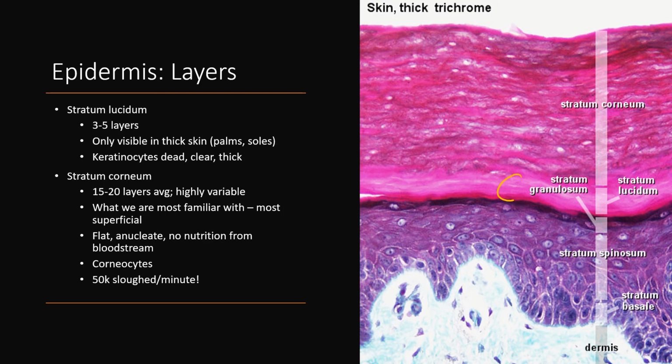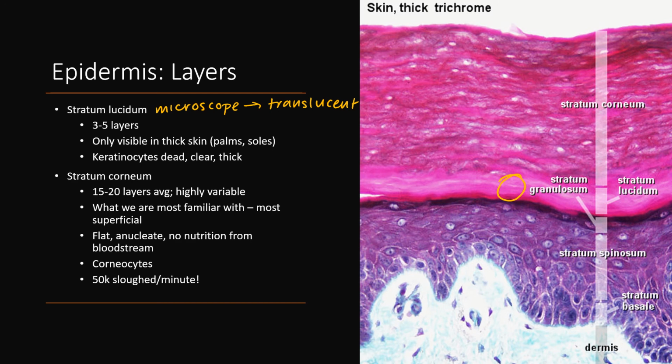The next layer is the stratum lucidum. It's referred to as lucidum because on a microscope, it looks translucent. You're going to find that in cells and in histology, a lot of times things are named by how they look under the microscope. This is also only about 3 to 5 layers or so, and it's only visible in thick skin, so places where you can develop a callus, the palms of your hand, the soles of your feet. You can't develop calluses other places.